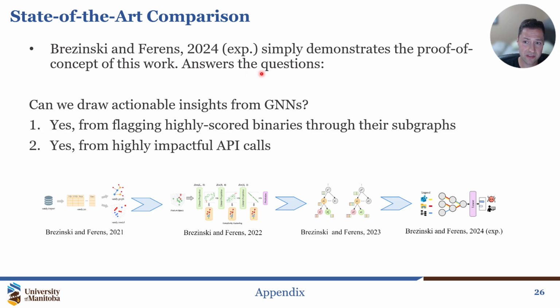What questions does it answer? Well, can we draw actionable insights from GNNs? Answer is yes. We can score and flag highly scored binaries, extract these subgraphs, and look at those MITRE techniques. And we can do so through highly impactful API calls. Again, it's not that API calls, sequences, and n-grams haven't been done before. It's not like GNN is a stranger tool in the malware community. If anything, the complexity model and the way that we extract features is the novelty.